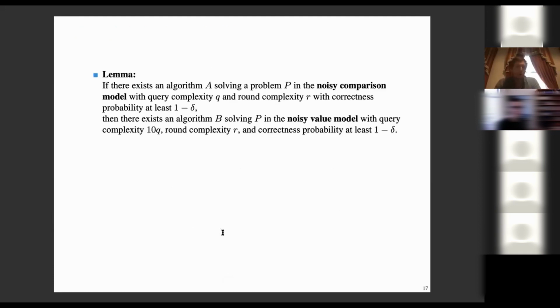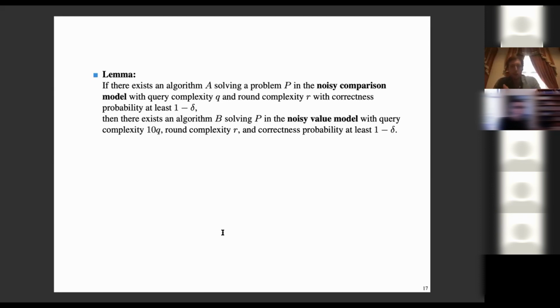It doesn't really answer exactly the question which one is stronger, because you have a blow up in the query complexity, but it's only constant. And for this talk, we don't really care about the constants, though actually in the context of reviewing papers, constants matter. But yeah, just for simplicity, we're just going to ignore these constants.